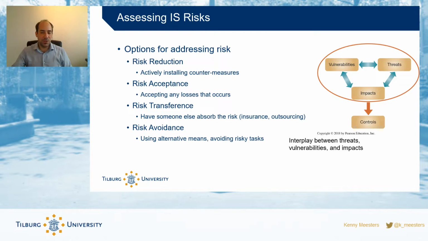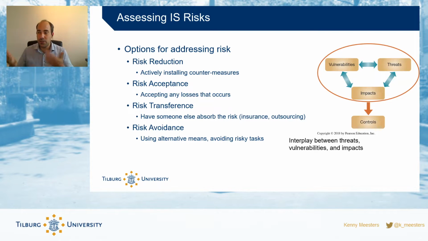So to deal with those impacts, you can put controls in place, and those controls could be to reduce the risk. So actively reduce the vulnerabilities, install countermeasures, and so on. Or accept the risk, saying, well, we can't secure against that, so we accept that this is a risk, but we'll think about the impact it may have, and we're okay with accepting that risk. You can transfer the risk, which means that you can have somebody else absorb it. So think about insurance, for example.